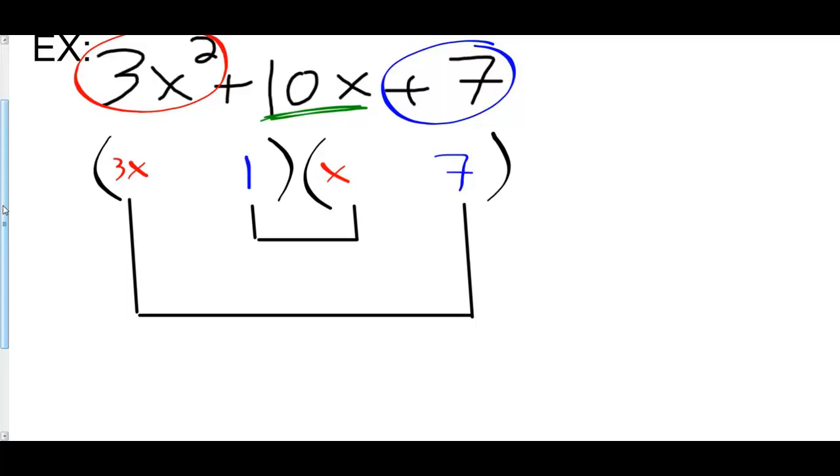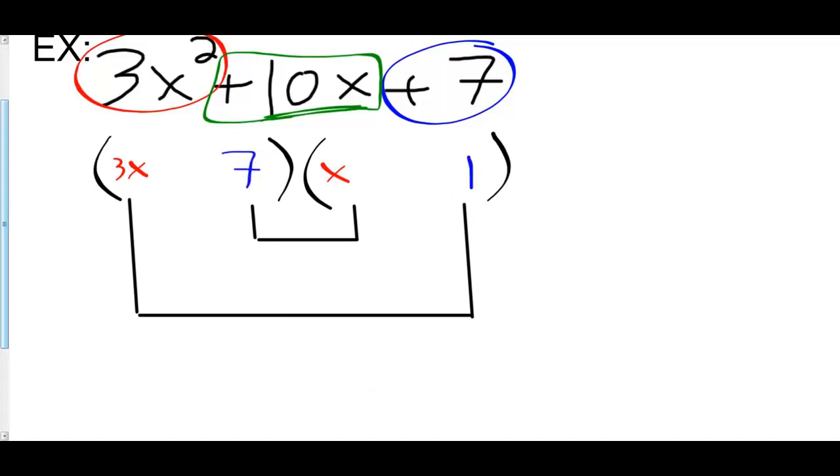Notice those field goal posts. When I multiply 3x times 7 I get 21x. When I multiply 1 times x I get 1x. 21x and 1x are going to add to 22x or subtract to 20x. In no way are they going to add or subtract to 10x, which is what I want them to do. So 1 and 7 were not the right choices here. We need to erase and swap them. Swap the 1 with the 7.